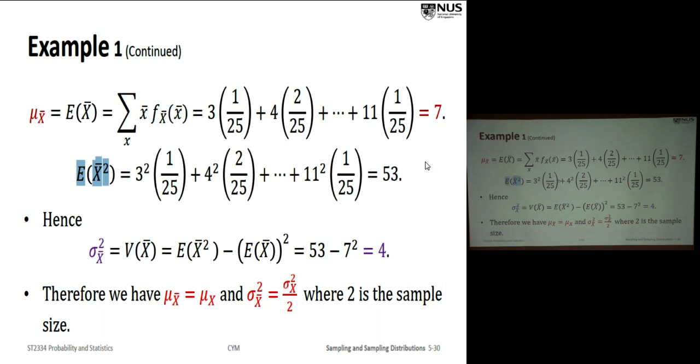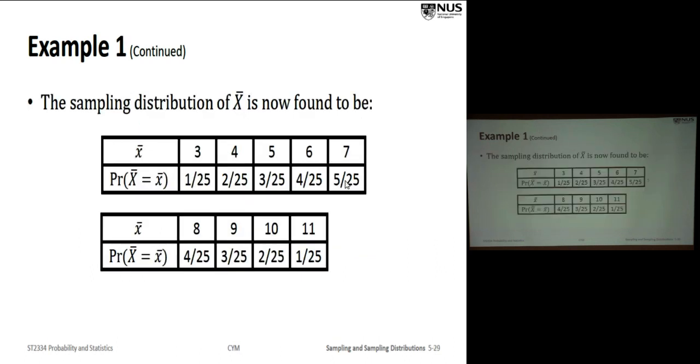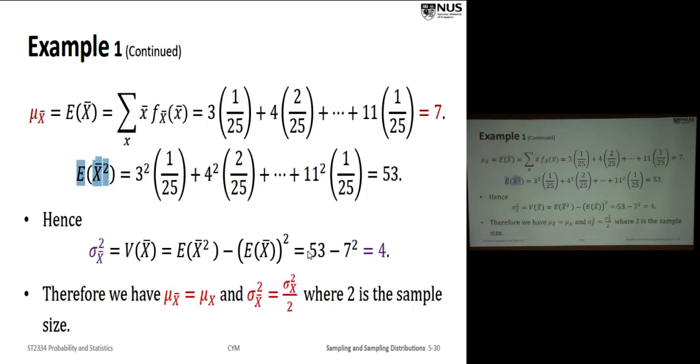So basically to calculate this number 53, what I do is I do 3 squared times 1 over 25 plus 4 squared times 2 over 25 plus ... plus 11 squared times 1 over 25. And apparently that's 53. So the variance of this mean, well, that's equal to the expectation of the square of the random variable, 53, minus the square of this one, which is 49, and then you get back 4.